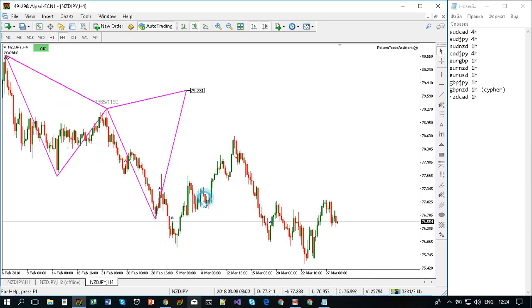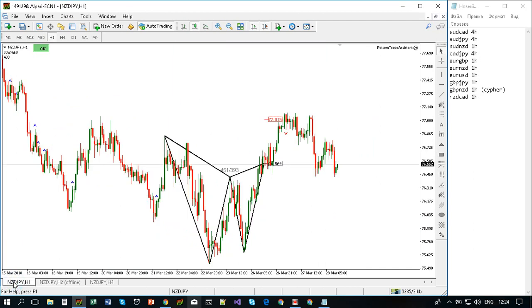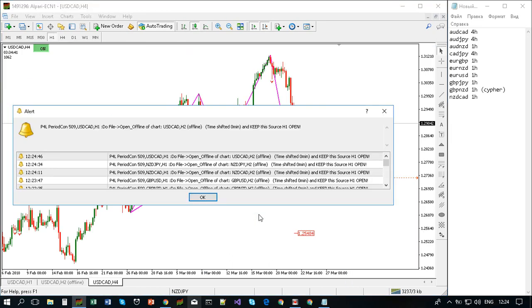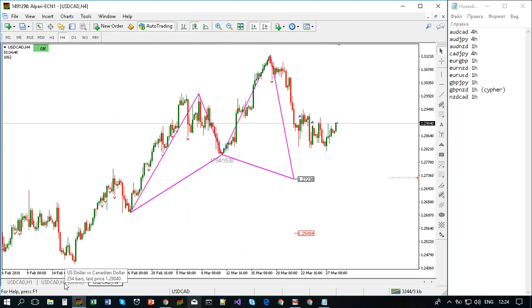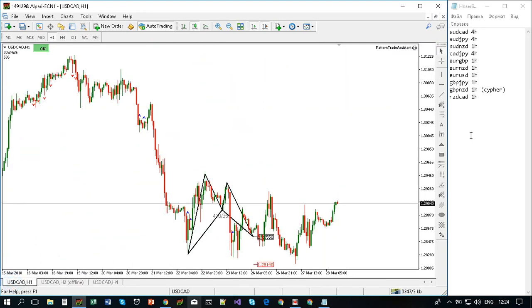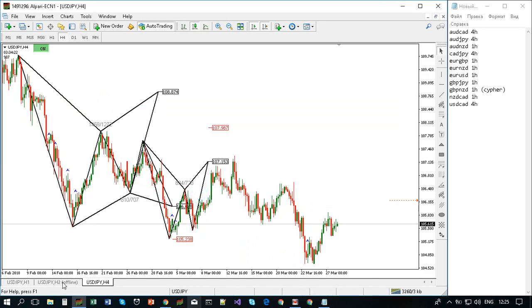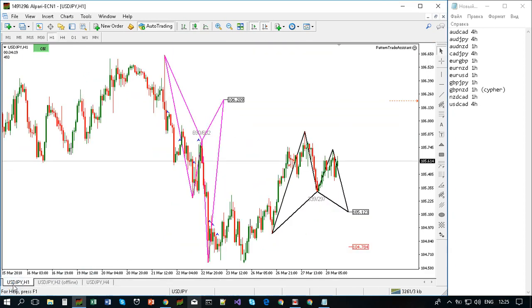New Zealand yen, 4 hour, 2 hour, 1 hour, nothing. USD CAD, 4 hour, and dollar yen, 1 hour cipher since yesterday, I suppose. Oh, the cipher to the upside and this Gatli to the downside.